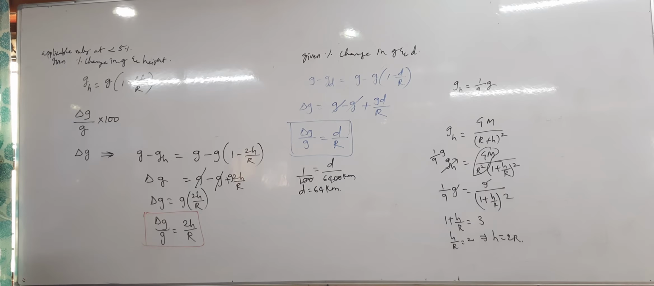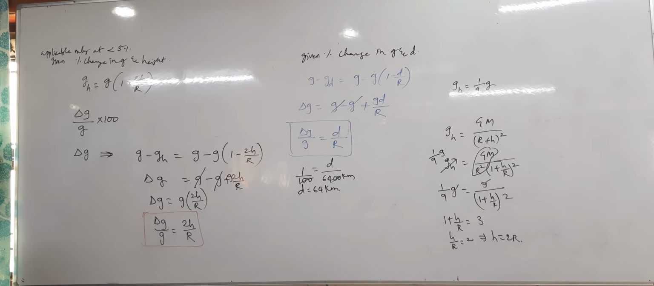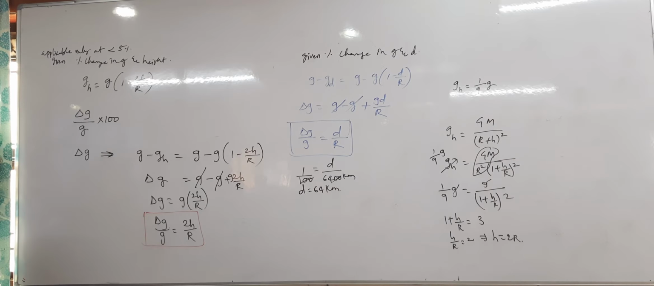Next, at what depth from the earth's surface does the acceleration due to gravity become 1 by 4 times of its present value.